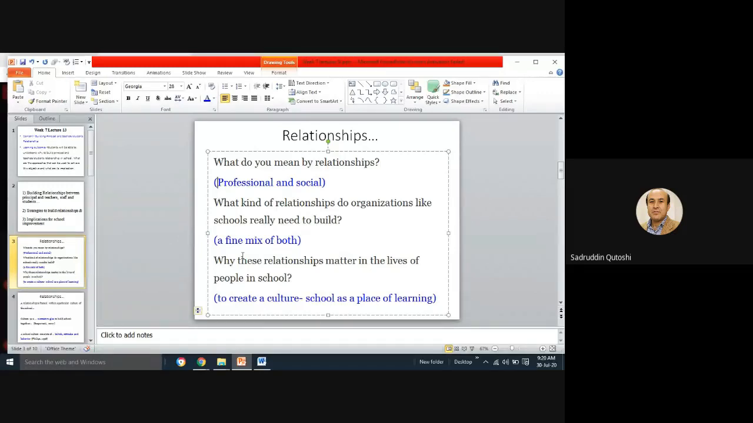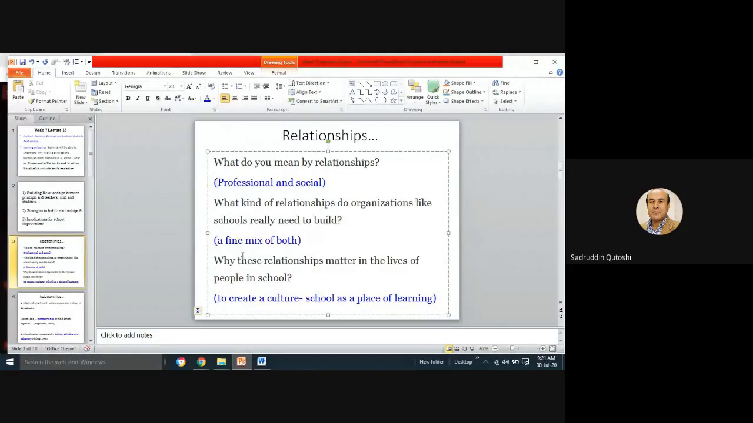So when we talk about the relationship between principal and staff, principal and teachers, principal and students and others, we need to understand what kind of relationship. That is basically a professional relationship and a social relationship. So we need to understand this relationship in these two dimensions. There may be some other dimensions, but the most important factors we need to focus on in the context of school in order to improve the school are these two sorts of relationships.